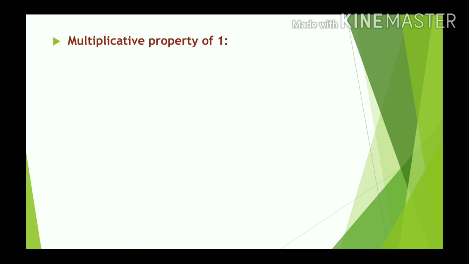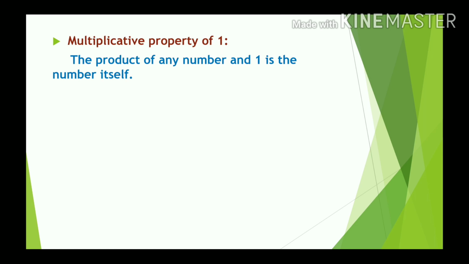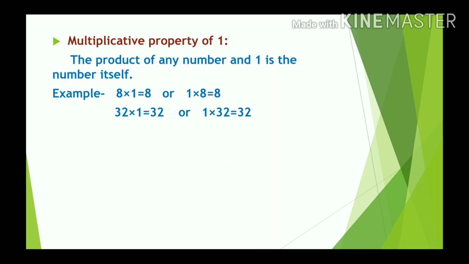Now, the third property, which is the multiplicative property of 1. The product of any number and 1 is the number itself, which means if you multiply any number by 1, you will get the same number. For example, if we multiply 8 into 1, we get 8, or if we multiply 1 into 8, then also we will get 8. You can see with some other number. So 32 multiply 1 is equal to 32, or 1 multiply 32 is equal to 32.